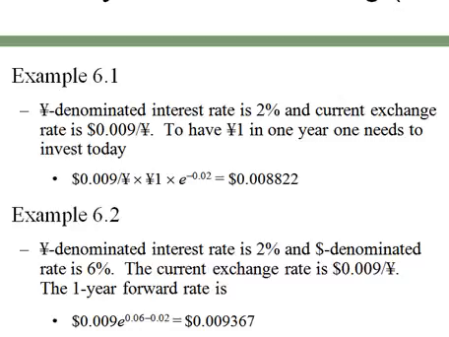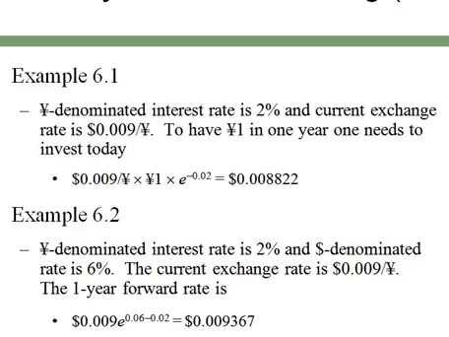So what if you wanted to have 1 yen a year from now? Well, you wouldn't have to invest quite as much. You wouldn't have to invest $0.009. The reason why is because if you were willing to prepay for the yen in advance, then you could invest a slightly smaller amount, go ahead and convert that into yen today, put it in a Japanese money market account earning 2%, and then you would end up with 1 yen a year from now.